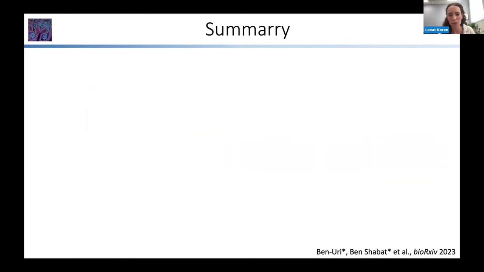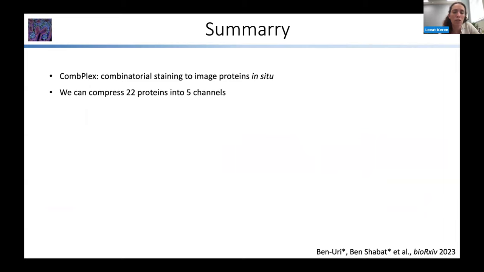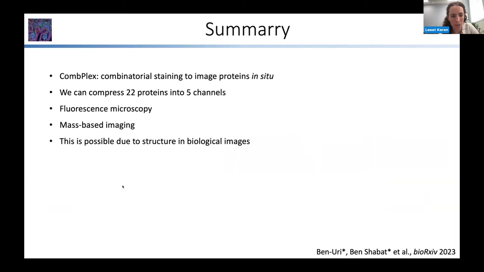I'll skip this for time and I'll just summarize. So I've shown you that we've developed COMPLEX, which is combinatorial staining to image proteins in situ. We can use it to compress 22 proteins into 5 channels. It works in fluorescence microscopy, it works in mass-based imaging, and all of this is really possible due to the structure in biological images. And in the future, we're very excited that this approach could potentially really increase the multiplexing capability for proteins, as similar approaches have done for mRNA.